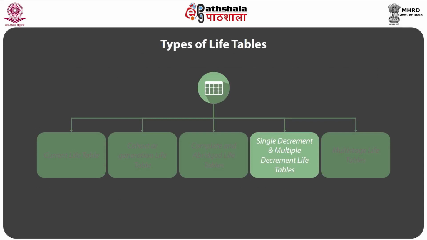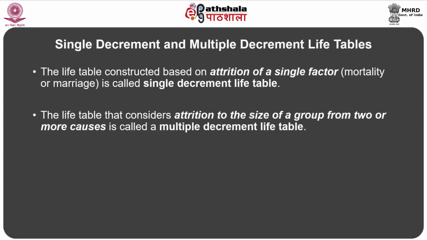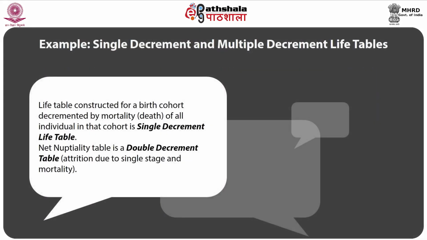Single decrement, multiple decrement life table. A life table constructed based on attrition of a single factor, that is mortality or marriage, is called single decrement life table. The life table that considers attrition to the size of the group from 2 or more causes is called multiple decrement life table. Example, life table constructed for a birth cohort, decrement by mortality, that is death, of all individuals in that cohort is a single decrement life table.